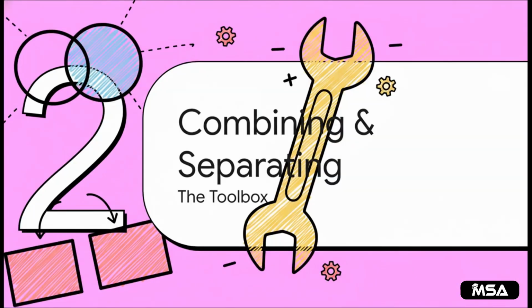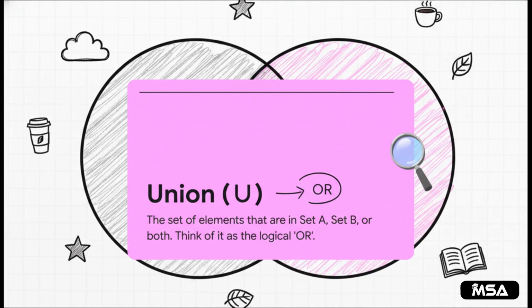But just having building blocks isn't really enough. We need a way to work with them. And that brings us to our toolbox. These are the fundamental operations we can use to combine, compare, and separate all these sets. First up in the toolbox is the union, and it's represented by this U-looking symbol. The union of two sets is just everything that's in set A or set B or in both. That is the key word to remember for union, or. It's the most inclusive combination you can get.